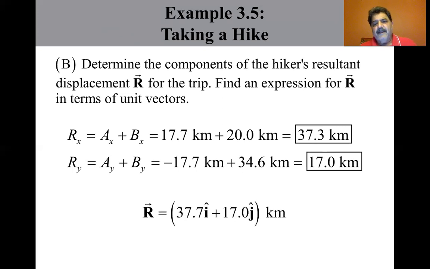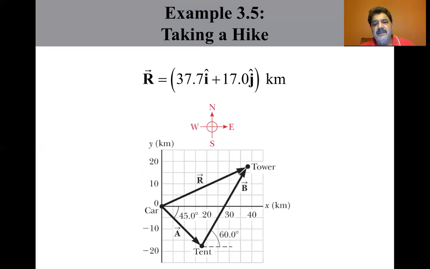So R is equal to, we've got the Rx and we've got the Ry. So R is equal to 37.7 I plus 17.0 J kilometers. All right. And this is the resultant. And that looks about right. It looks like there's a few errors in the drawing, but overall that's correct.